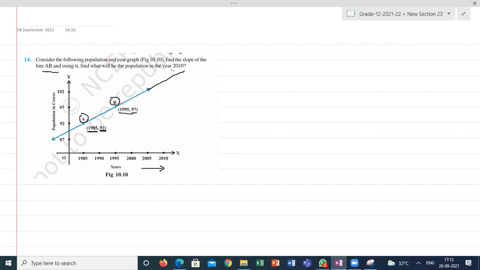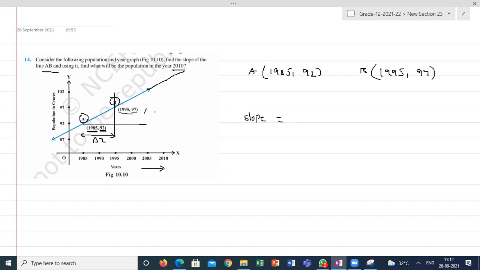So what population can you expect in 2010? First he is asking the slope of the line AB. Point A is 1985 and 92 crores. Point B is 1995, exactly after 10 years, and the population is 97 crores. Slope represents the change in y if there is a change in x, as I already told you, or gradient. If x is increased this much, what is the increment in y?